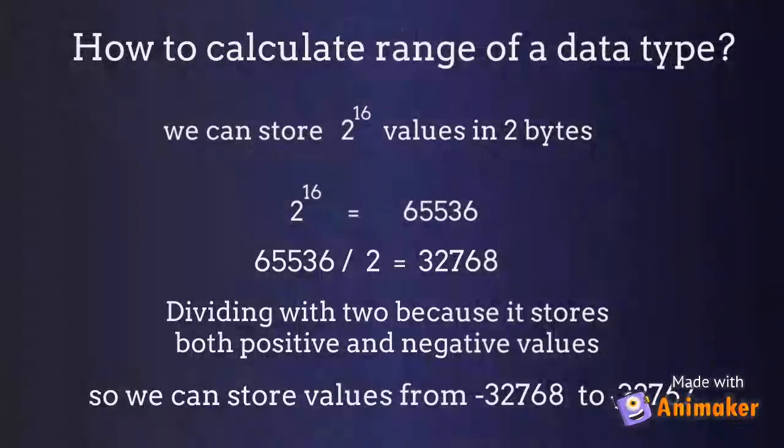So we can store 2 to the power 16 values in 2 bytes. 2 to the power 16 is equal to 65536. Dividing it with 2, that is 32,768. It means we can store values from minus 32,768 to 32,767.